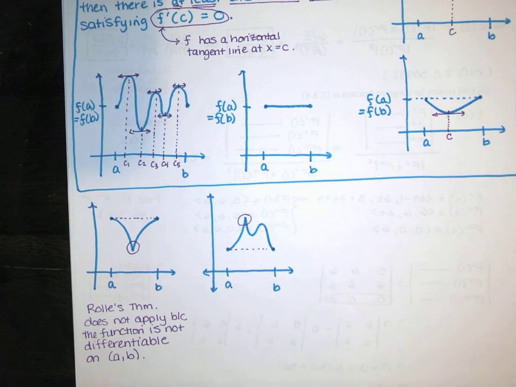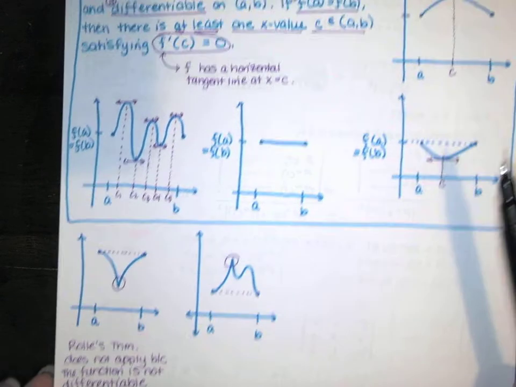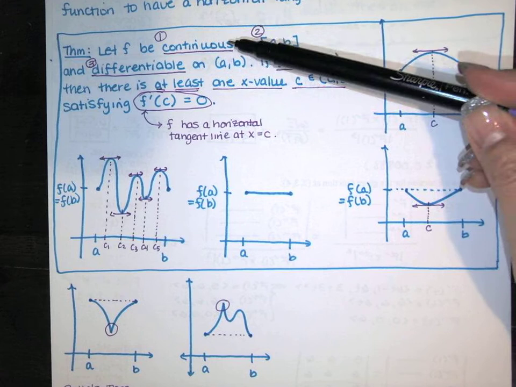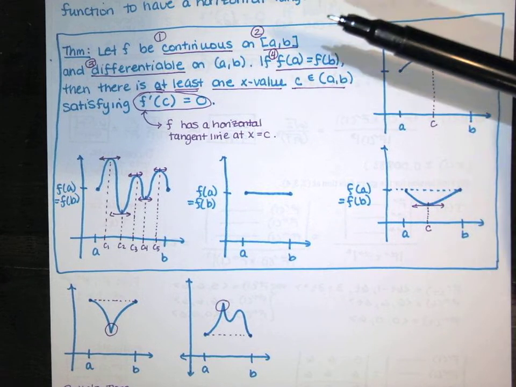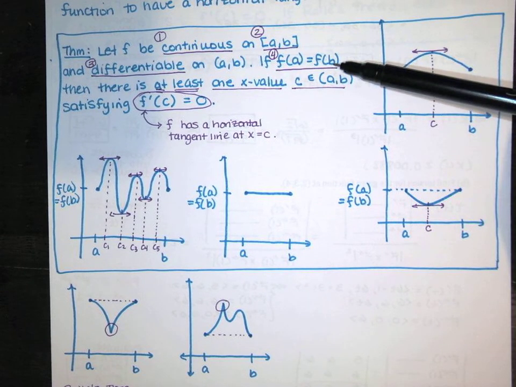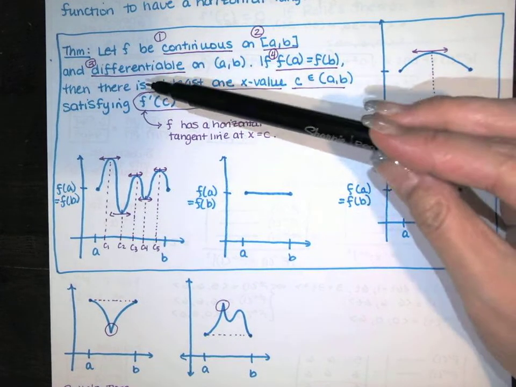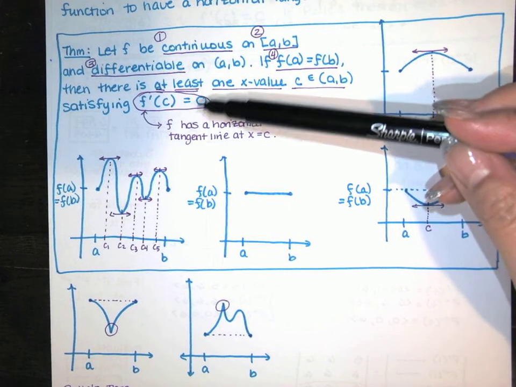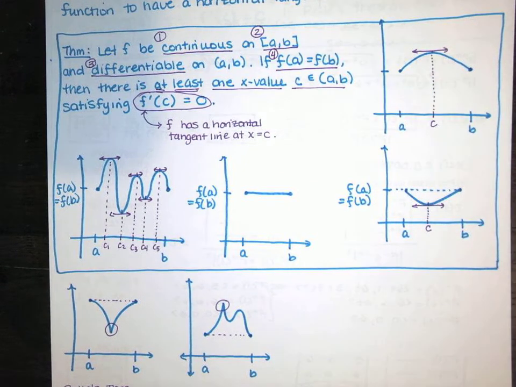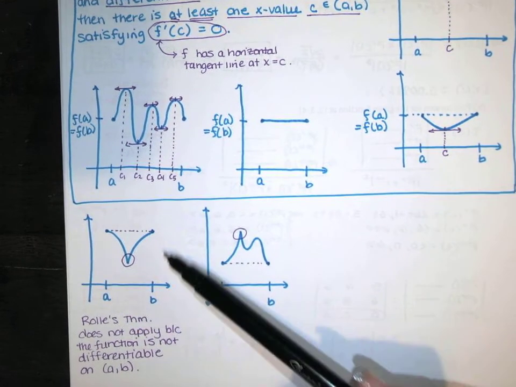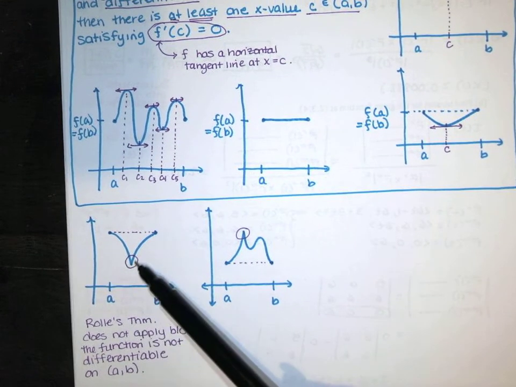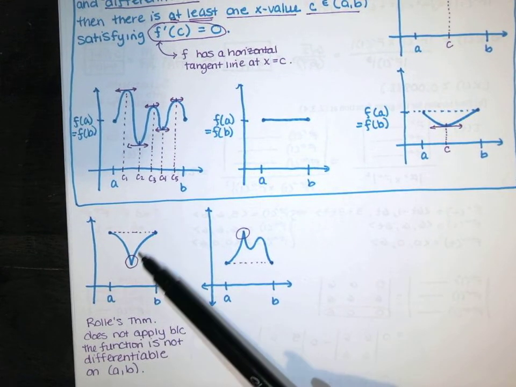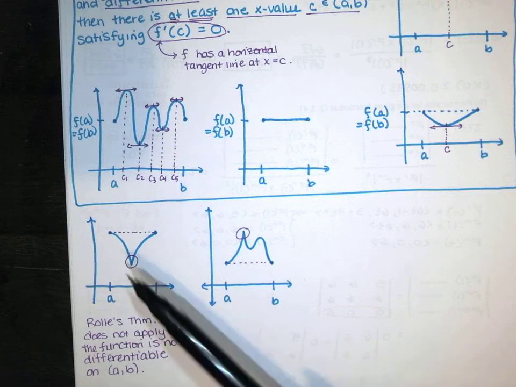Now, watch this. The theorem says if the function's continuous and differentiable and we're on a closed interval and the y values are the same at the endpoints, then we're guaranteed that there is an x value where the slope is 0 on the interval from a to b. Now, Rolle's theorem does not apply to this. So there is no x value where the slope is 0.